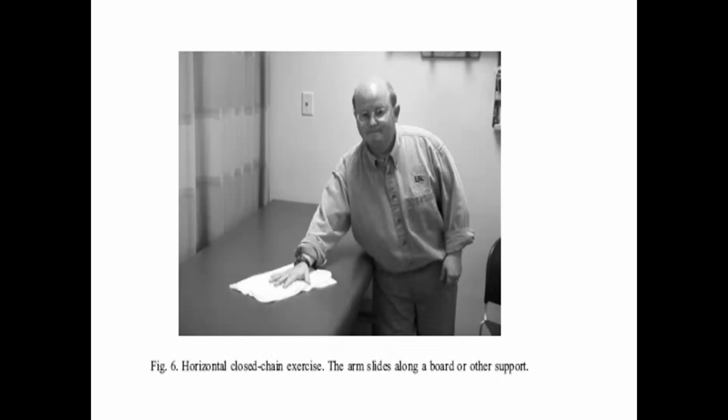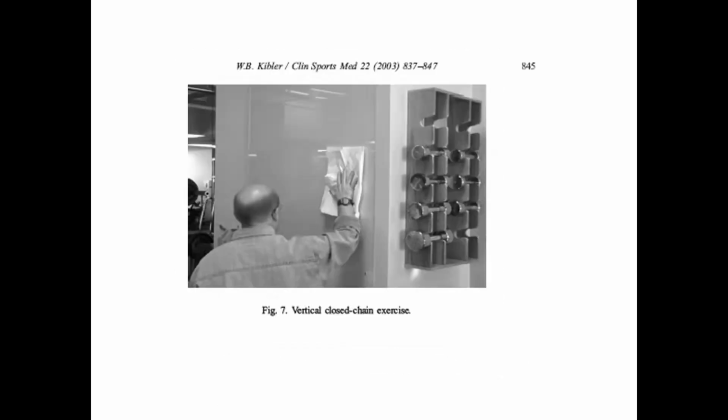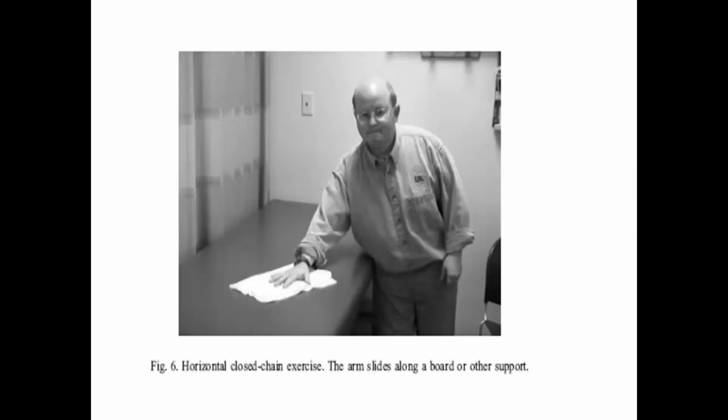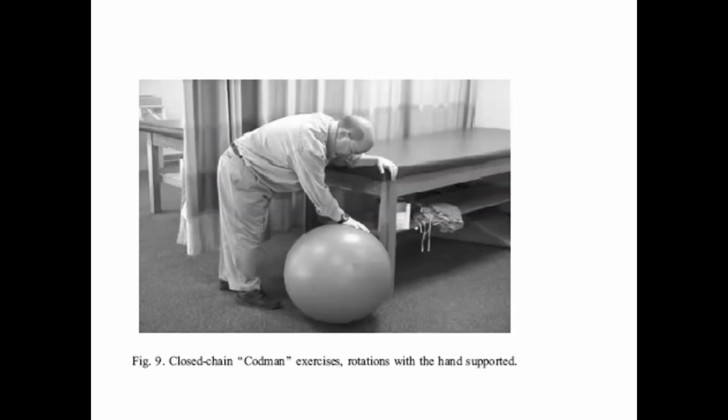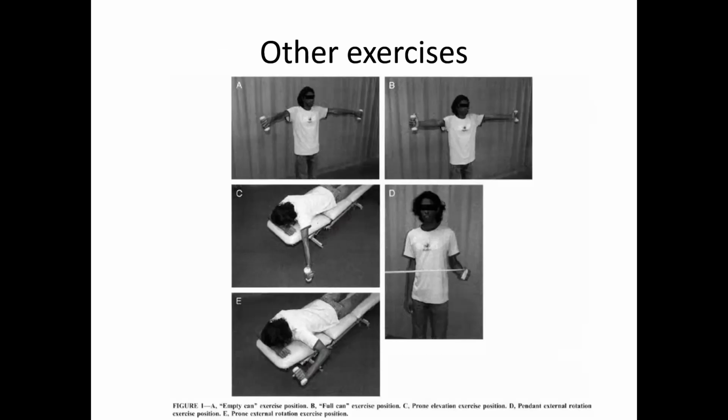This is the horizontal closed chain exercise, and again, it is used to assist in achieving the range of motion of the shoulder. This is the vertical closed chain exercise. Codman exercises, and there the patient can also hold some weight in the hand, which will involve circumduction or rotation with the hand supported on the ball.